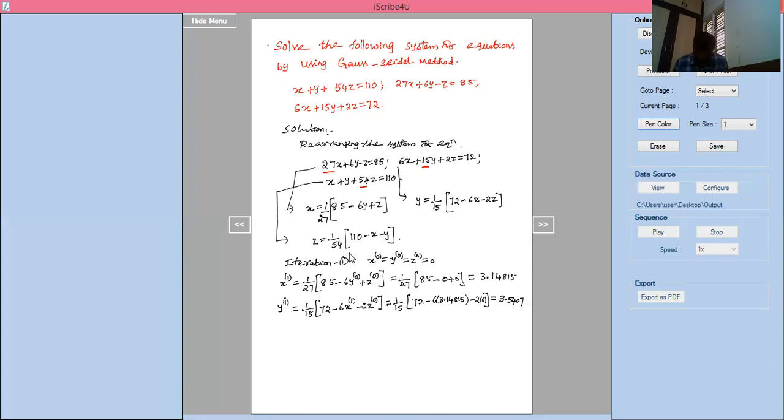Next, z of 1 equal to 1 by 54 into 110 minus x of 1 minus y of 1. x of 1 is 3.14815 and y of 1 is 3.5407. We simplify this using the calculator, and you will get 1.9131. So this is iteration 1.